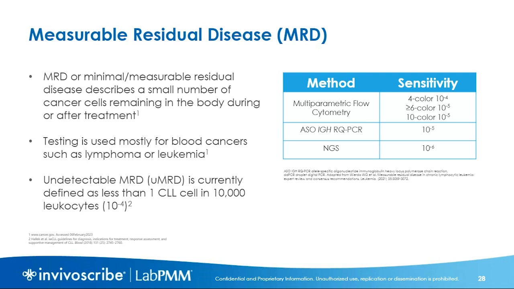But essentially what most labs do is if you're looking for a certain cutoff, let's say 0.01%, you'll acquire enough events in flow cytometry analysis, generally at least 200,000, in order to state that you can detect the presence or absence of measurable residual disease. And that's kind of different than minimal residual disease. Minimal residual disease typically involves acquiring even more events.